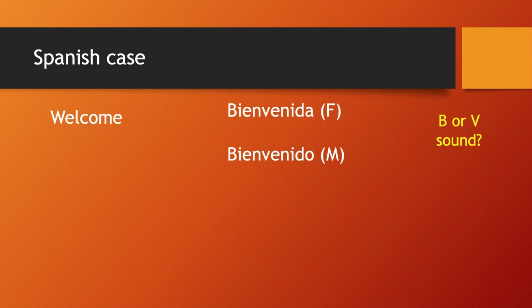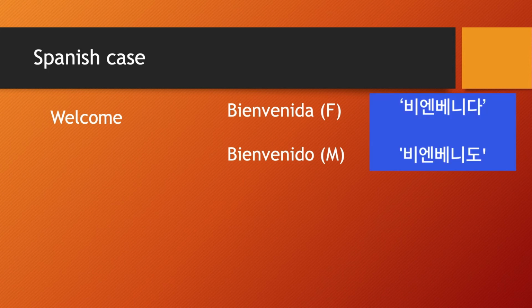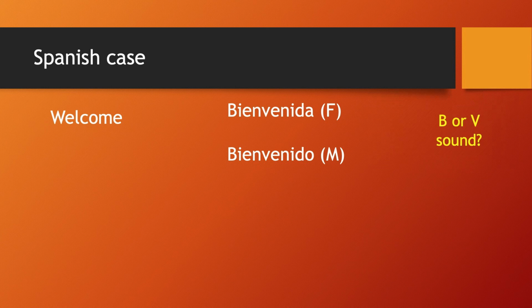Here is a Spanish example. Welcome in Spanish is Bienvenida for female, Bienvenido for male. If you listen one more time carefully, you will notice that there is virtually no sound difference between the letter B and the letter V. When we write these Spanish words in Hangul, bienvenida, bienvenido. If you are an English speaker and have never seen these words before, then you are likely to pronounce these differently.